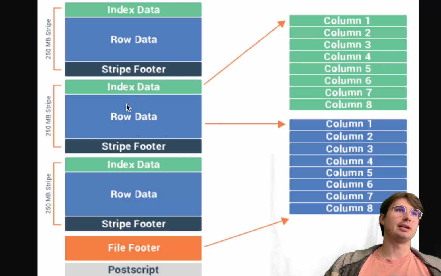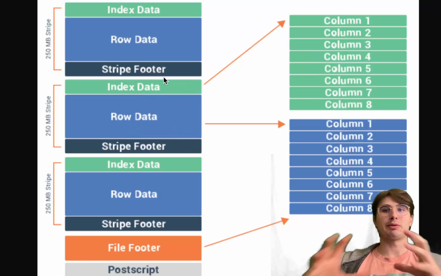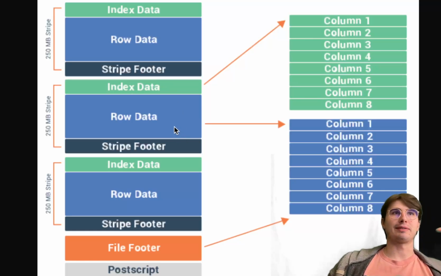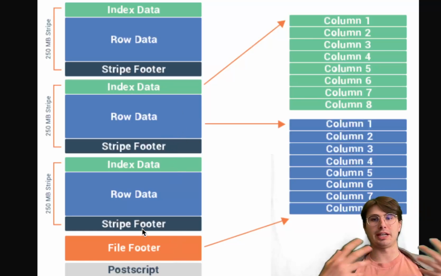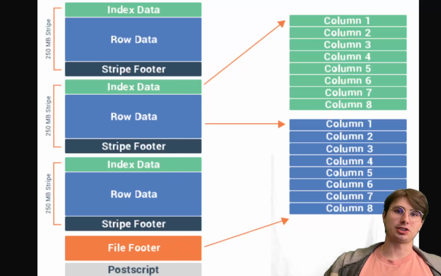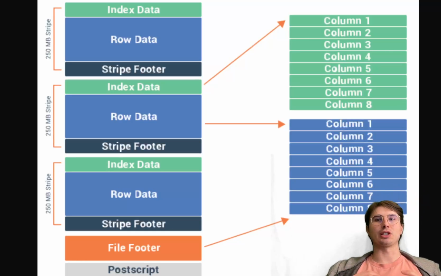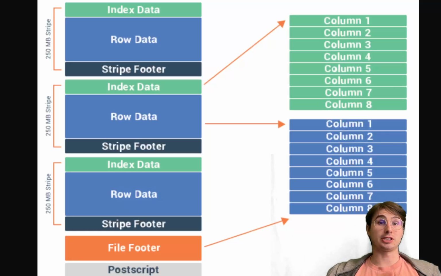Within my file, I'll have my row data and my index data contained within separate entities that I can query independently. You'll have a stripe footer that contains some more information, a file footer, which contains information about what the columns are, a PostScript, and then these different chunks of, in this case, 250 megabytes of data that I can query separately, so I don't have to query the entire data set at a time. And so this makes ORC pretty high performance.